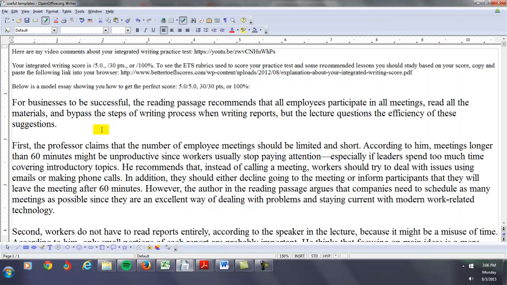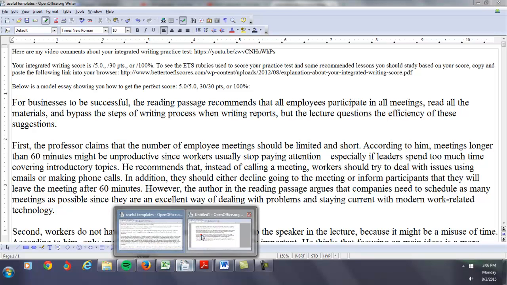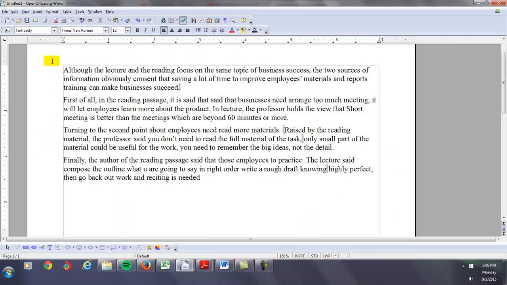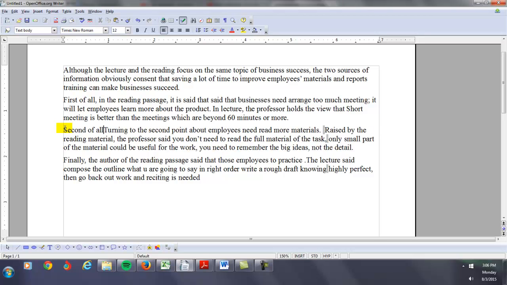Okay, so let's take a look at a sample introduction that shows more what the relationship is. For businesses to be successful, the reading passage recommends that all employees participate in all meetings, read all the materials, and bypass the steps of the writing process when writing reports, but the lecture questions the efficiency of these suggestions, so you should have shown how the information in the lecture disagrees with the 3 points mentioned in the reading. So your introduction does not show that. All right, now first of all, if you say first of all here, you want to say second of all here.